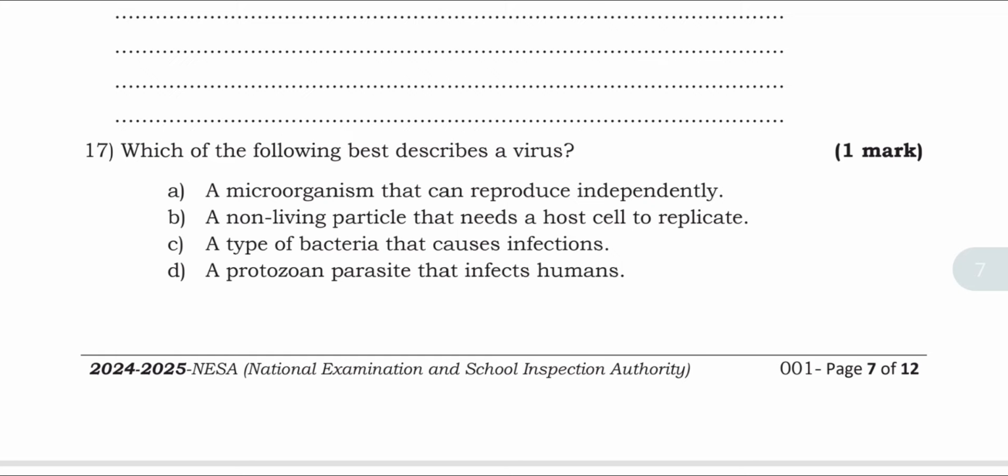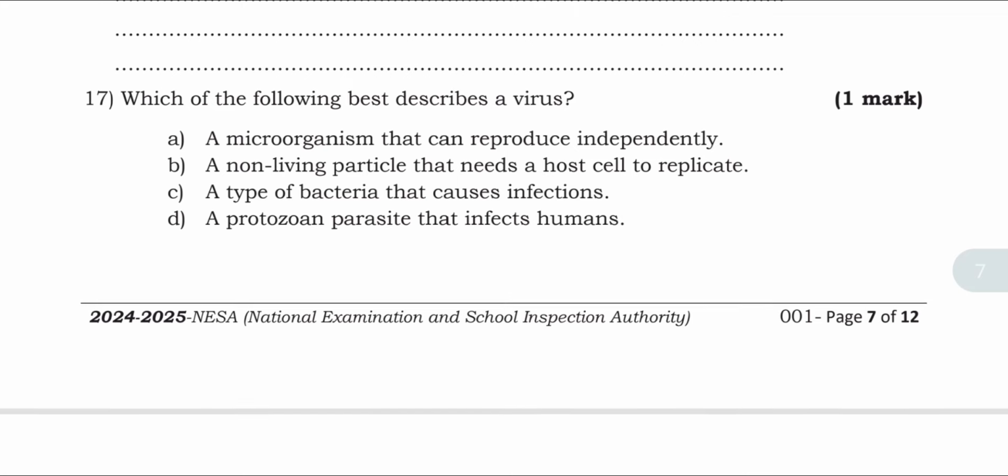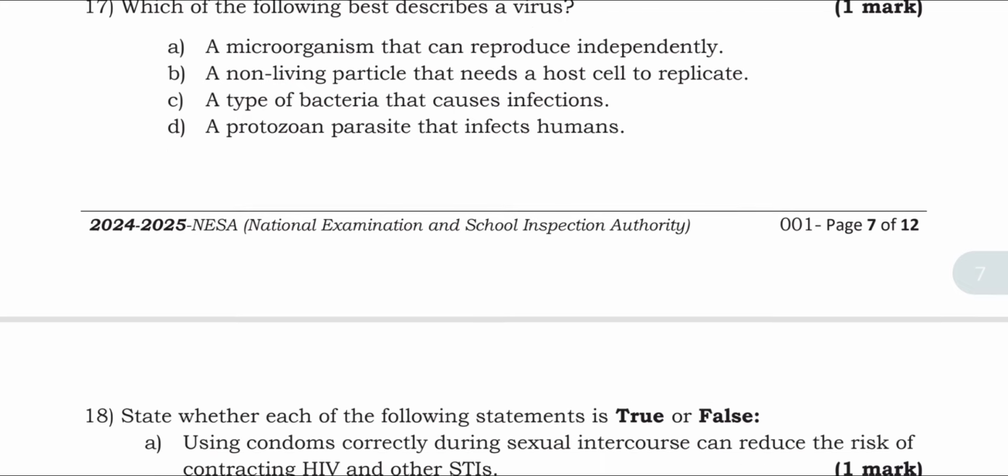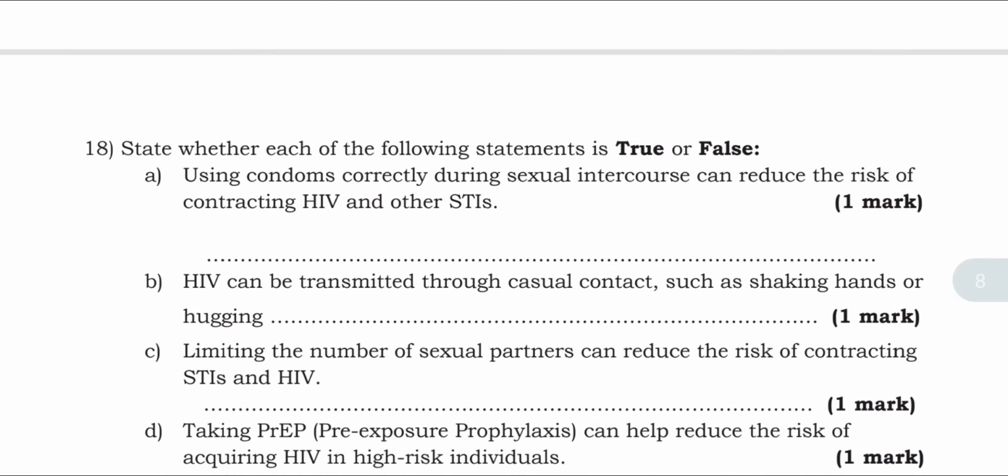Okay. Question 17. Which of the following best describes a virus? Here, option A, a microorganism that can reproduce independently; B, a non-living particle that needs a host cell to replicate; C, a type of bacteria that causes infections; and D, a protozoan.